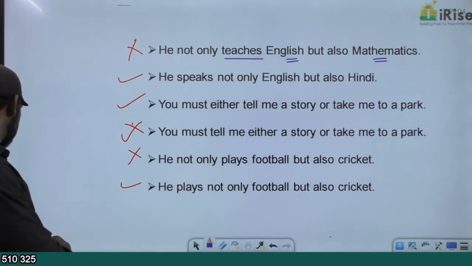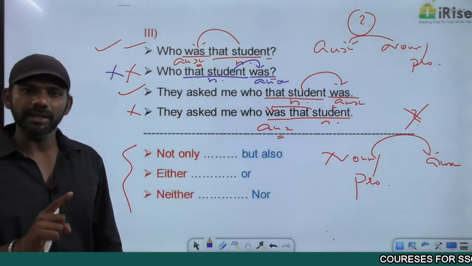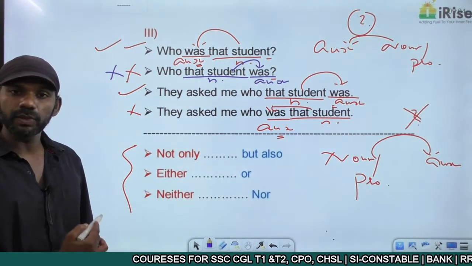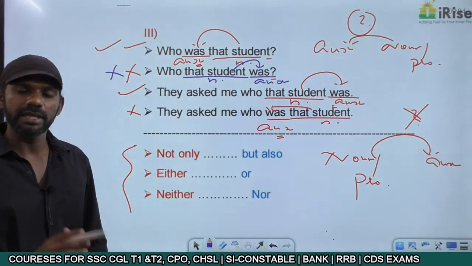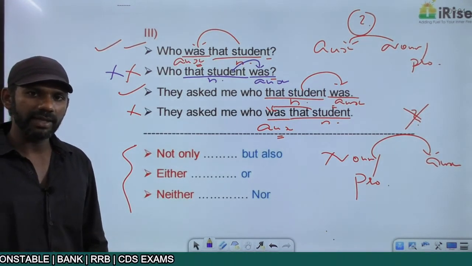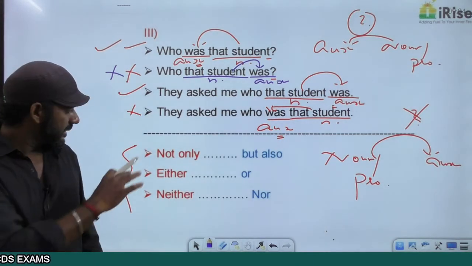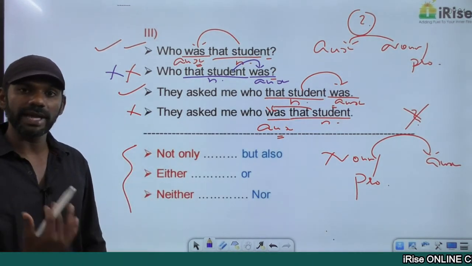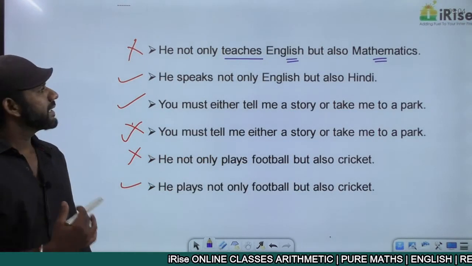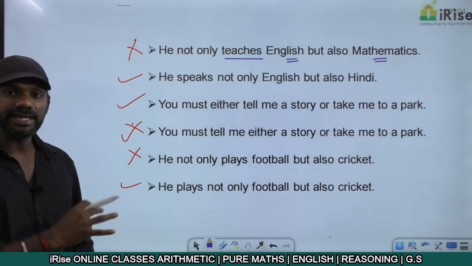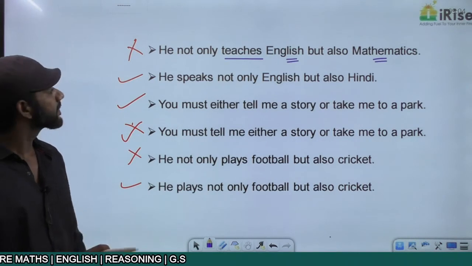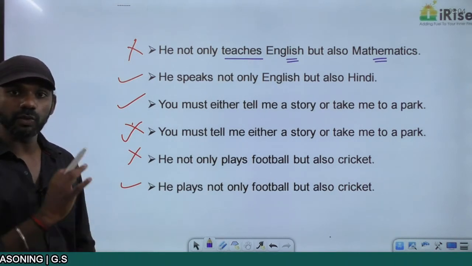Now the rule is this, listen: when there is only one action related to two entities, not only but also, either or, neither nor must connect those two entities. I repeat, when there is only one action related to two entities, these usages must connect those two entities. That is a rule. Now come to the first statement once again. There is only one action here, that is teaches, and related to two entities, one is English, other one is mathematics. So not only but also must connect those two entities.